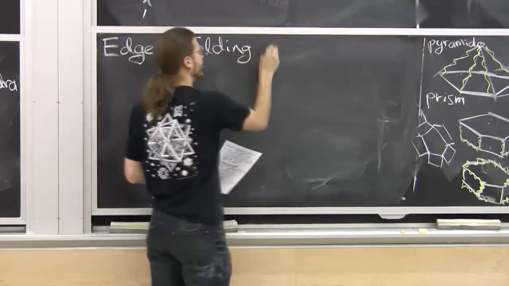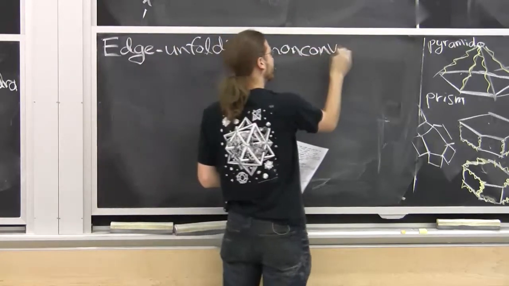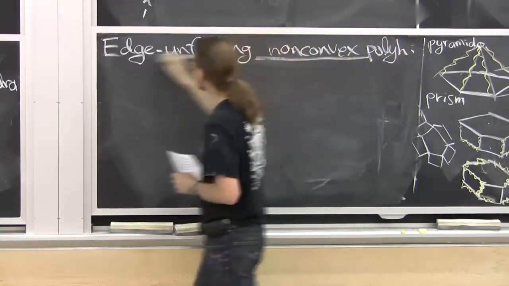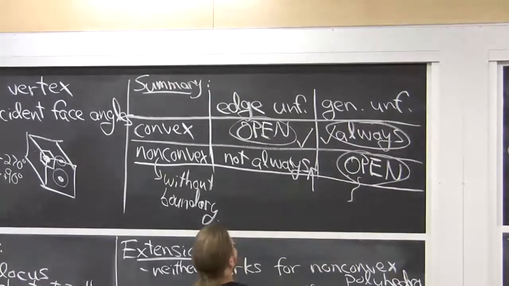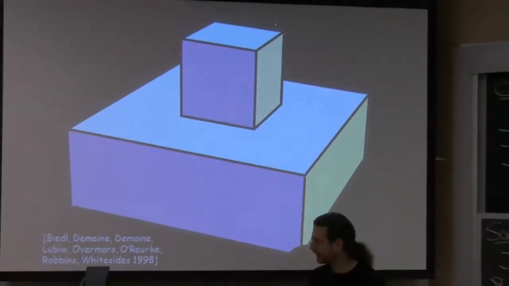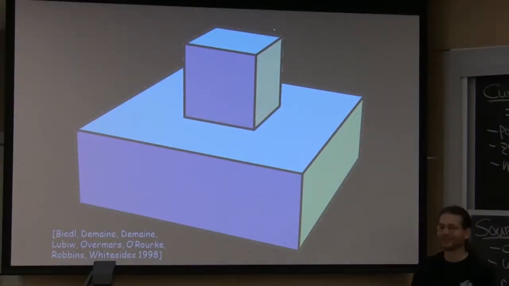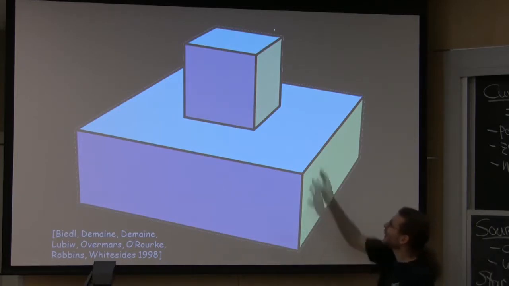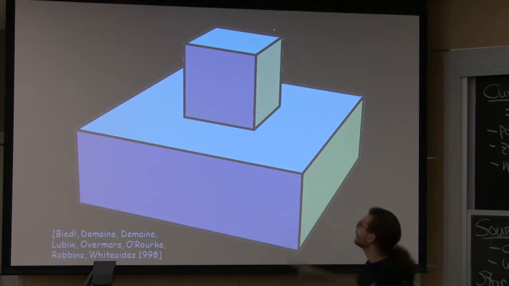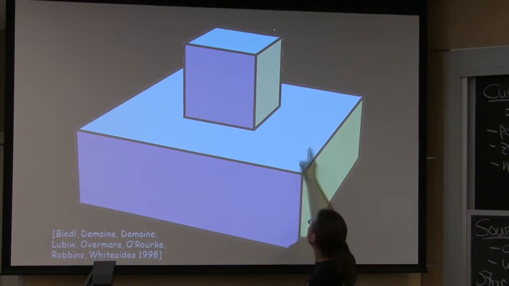So the last topic for today is edge unfolding non-convex polyhedra, which is not always possible. So I want to give you a polyhedron where you cannot edge unfold it. This is actually pretty easy, and we did it way back in '98 when we started working on folding, but it's kind of cheating. So this is a box on a box. And the only edges here are the edges of the two boxes. There's no edges connecting the outside of this face to the inside of that face.